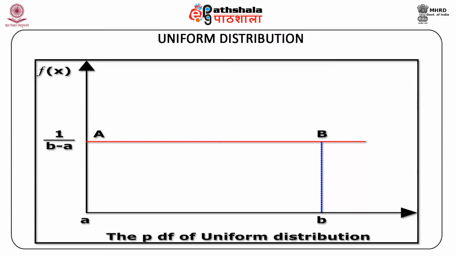Here the height is equal to 1 divided by B minus A, and width is the interval over which the distribution is defined, which is equal to B minus A. Therefore, area is equal to 1 divided by B minus A times B minus A, which is equal to 1, as shown in the figure.